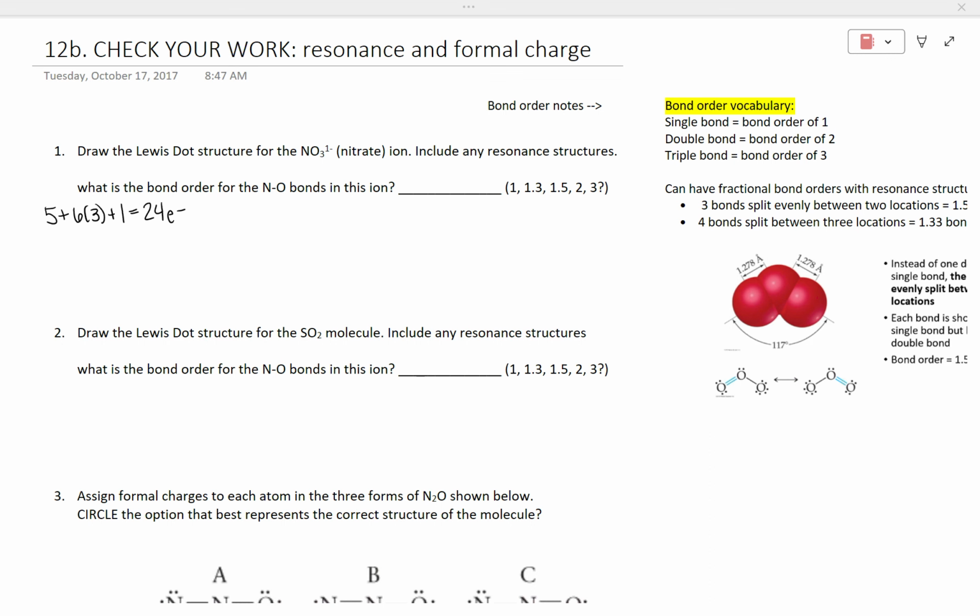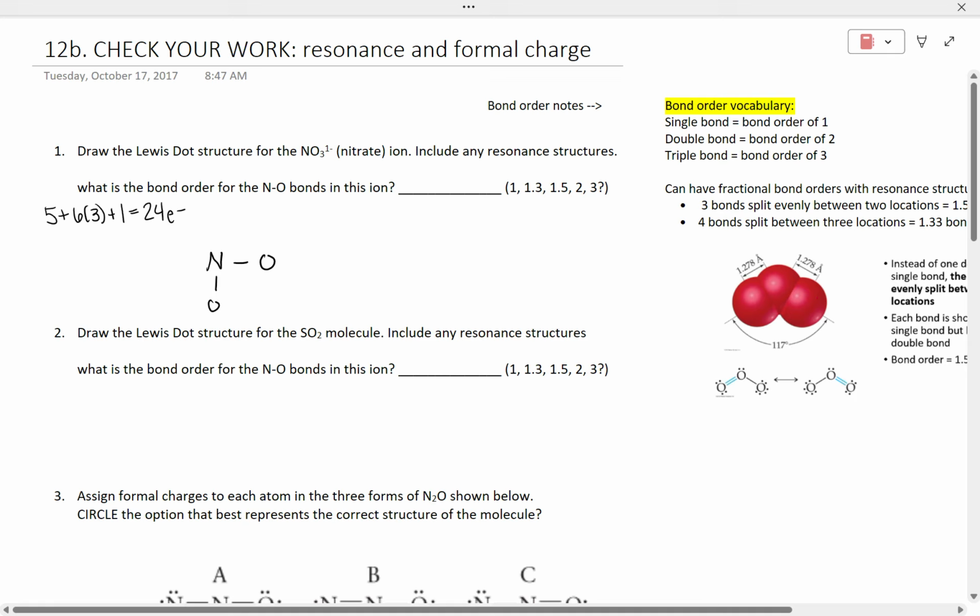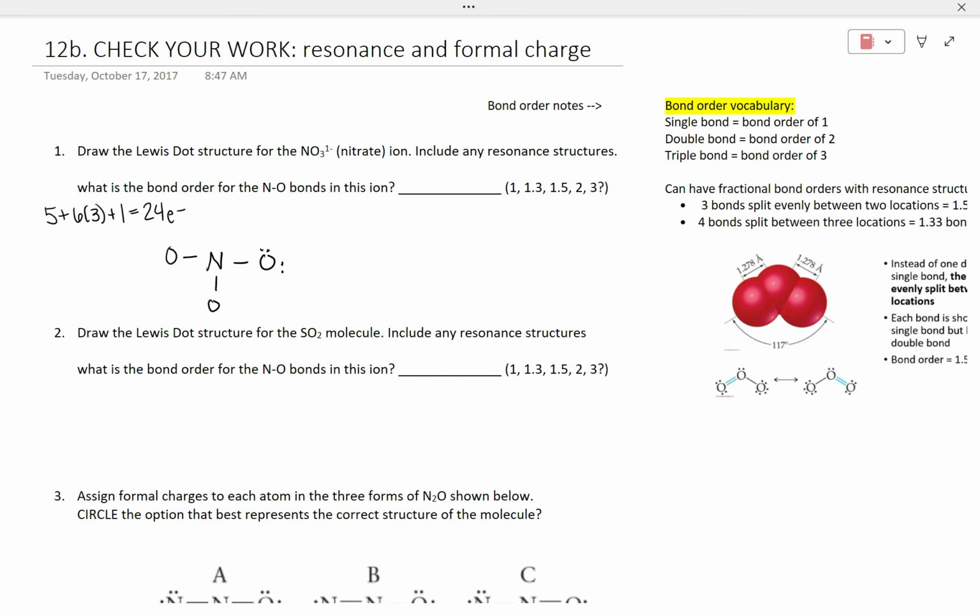That gives us 24 electrons. Step 2, we're going to stick our least electronegative element in the middle, and we're going to connect everything else using single bonds. Step 3, I'm going to give my outer atoms an octet. That means I'm making it so that each atom has 8 electrons around it. Remember, each line here represents 2 electrons. So now each of my outer atoms has 8.